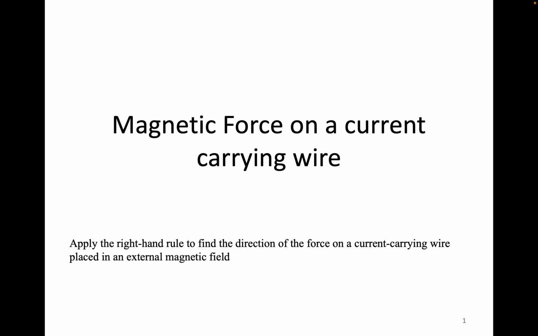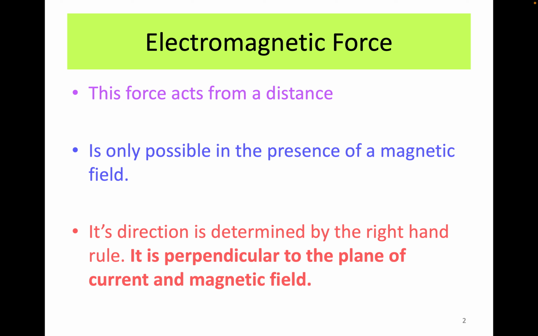So now we're going to talk about magnetic forces on a current carrying wire. We use the right hand rule to find the direction, and we'll use the LIB formula to calculate the force. As we know about electromagnetic forces, you will only get a force if you have something moving in a magnetic field, a charge or a current. Current is the movement of charges anyway.